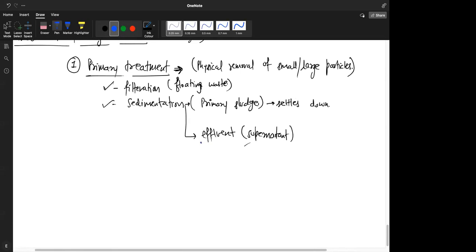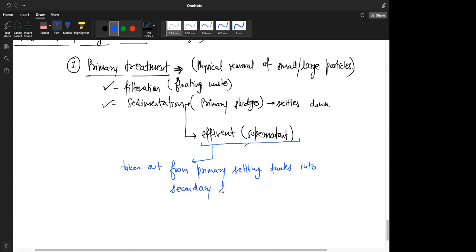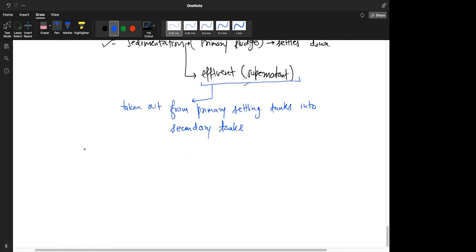You understand? So primary sludge also, whatever it contains, it's separated. So this effluent is taken out from primary settling tanks into secondary tanks. And here we begin the second phase, which is the secondary treatment. Now remember, the secondary treatment is happening for the effluent only, right?